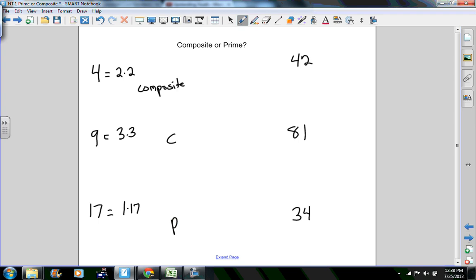Okay. So on the right side, you don't have to write that down for each of these, but it helps. 42, well, that's 7 times 6, so that is composite. 81, 9 times 9, so that's also composite. And 34, this one gets a little tricky, but with these types of numbers, if it's even, you can always do 2 and whatever that number times 2 is. So 2 times 17, that makes this composite. As you can see here, we had 1, 2, 3, 4, 5 composite numbers and only 1 prime. That's because there usually will be more composite numbers than prime. Composite are easier to make than prime numbers are.